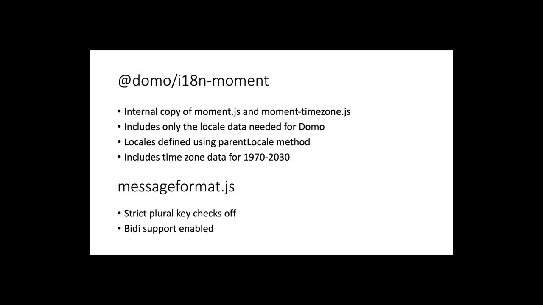The i18n moment package exports a copy of moment.js and moment time zone specifically configured for Domo and i18n locale. The API is exactly the same as moment, but it adds the 1970 to 2030 locale data and only defines the locales needed by our application using moment's parent locale functionality instead of entering all the information for each parent and derivative locale separately. This minimizes code duplication and results in a smaller overall package.